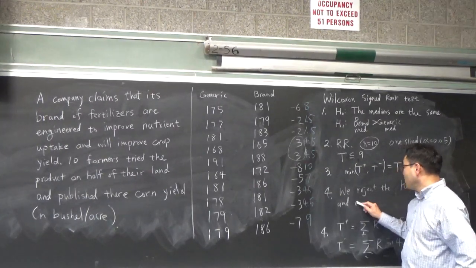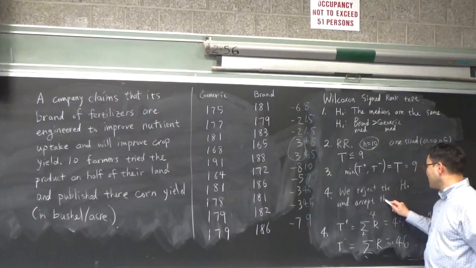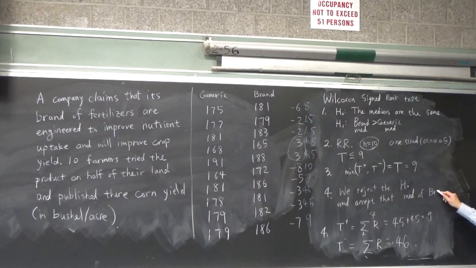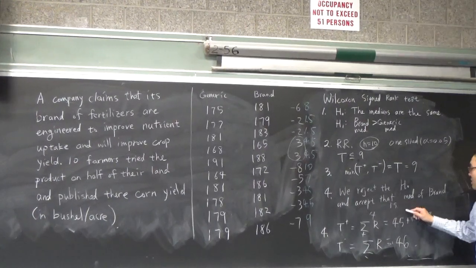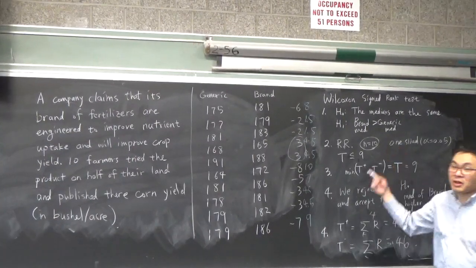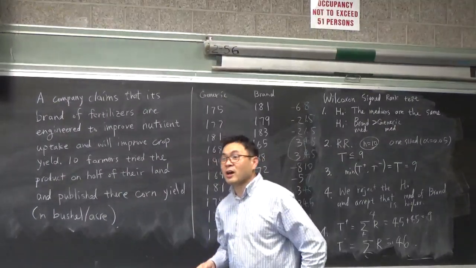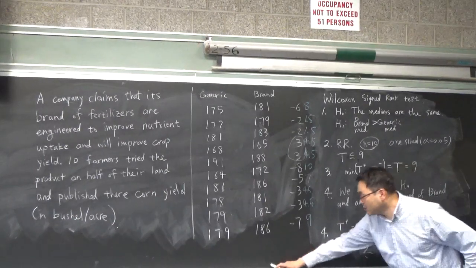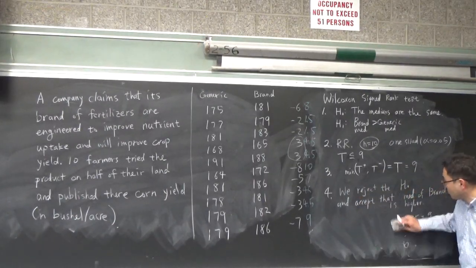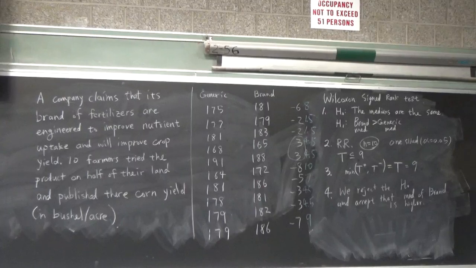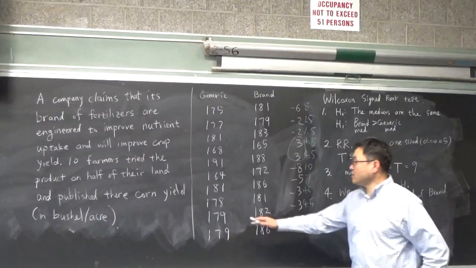and accept that median of brand is higher. So, in other words, if you use a brand fertilizer, it will give you higher yield. That's what we proved. Now, let's compare. So that's it. That's a Wilcoxon signed rank test. Now, let's compare between the 3 things that we did. So first, we tried the t-test.